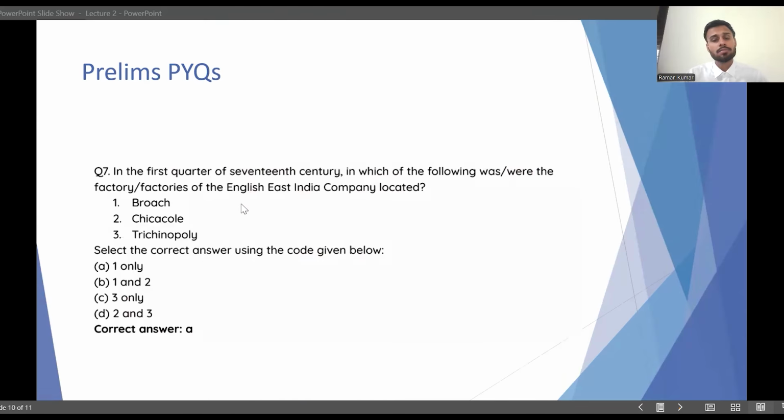Now I will bring two PYQs to you that have been asked from these topics in the past. See this question. In the first quarter of the 17th century, in which of the following were the factories of the British East India Company located? As you can see, I was telling you again and again, these factories are very important. You must remember them. Then you will be able to do this question very easily.